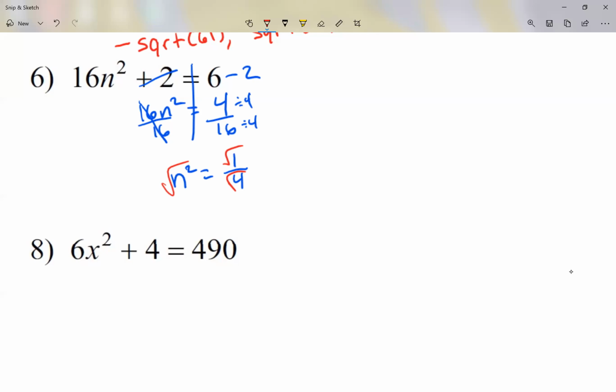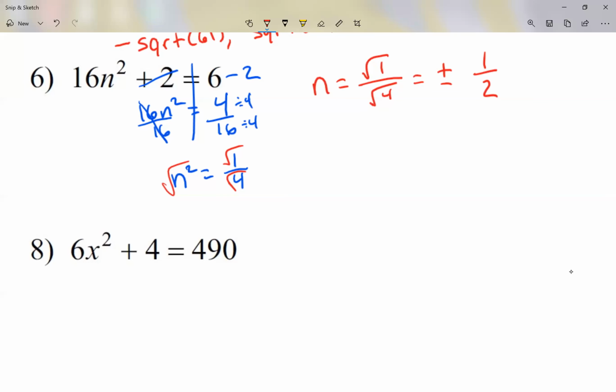Okay, so n is going to be the square root of 1 over the square root of 4. Okay, I know the square root of 1 is 1, right? A number multiplied by itself gives me 1 is 1. The square root of 4 is 2. So for right now, let me just write positive or negative because I know I have a positive and a negative answer. Positive or negative 1 over 2. Right? The square root of 1 was 1. The square root of 4 is 2. I was able to simplify each of my square roots.